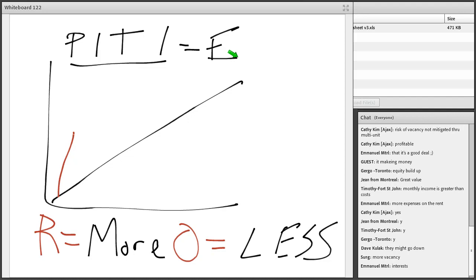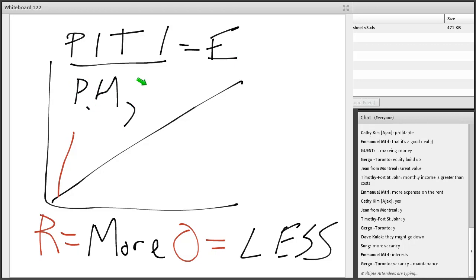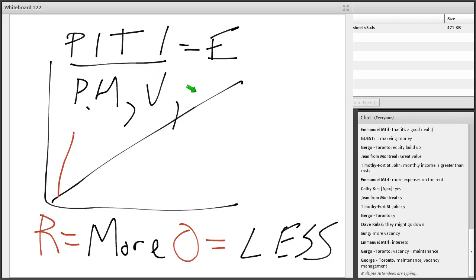They equal expenses. But as an investor, we know that there's three other things that we gotta include, right? What are the other three things we gotta include? So, property management, vacancy, and maintenance. All also equal expenses.